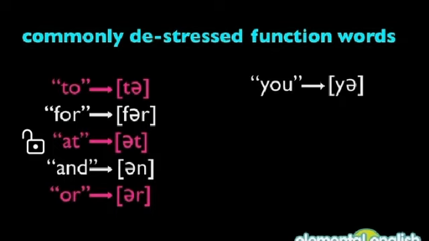"To" is a strong form, "t" is a weak form. "For" is a strong form, "fur" is a weak form. "At" is a strong form, "it" is a weak form. "And" is a strong form, "n" is a weak form. "Or" is a strong form, "er" is a weak form. "You" is a strong form, "ya" is a weak form.